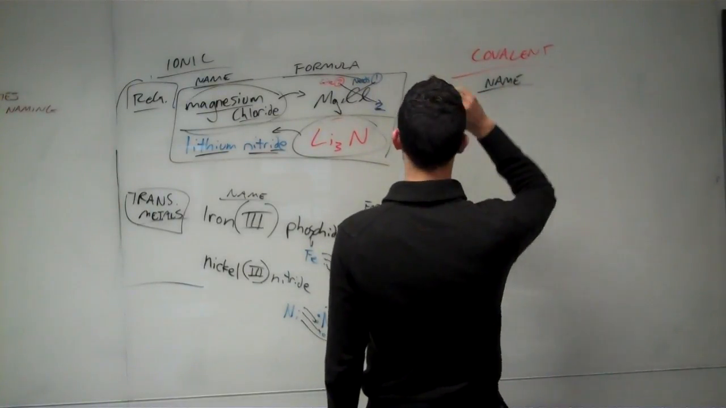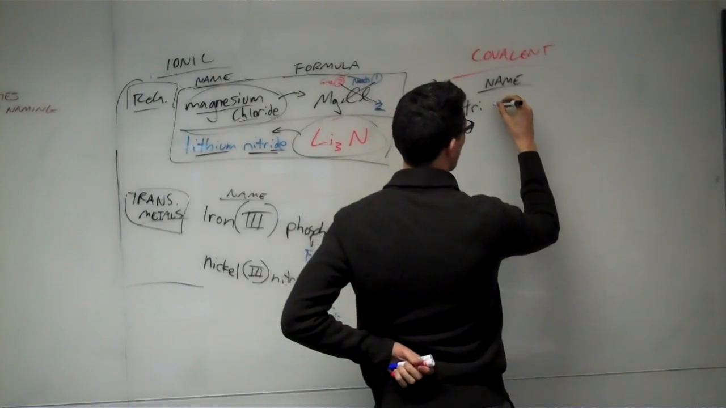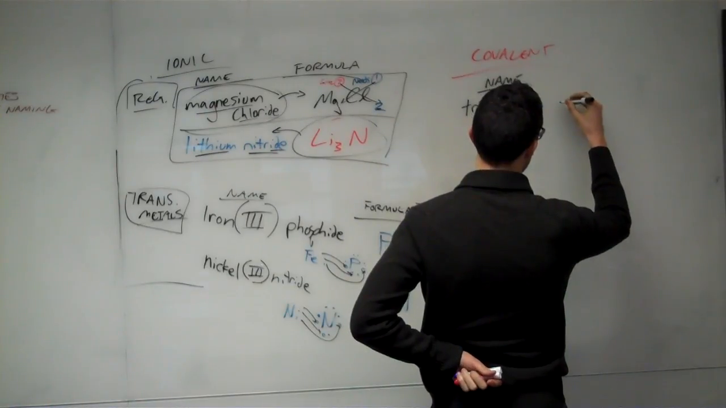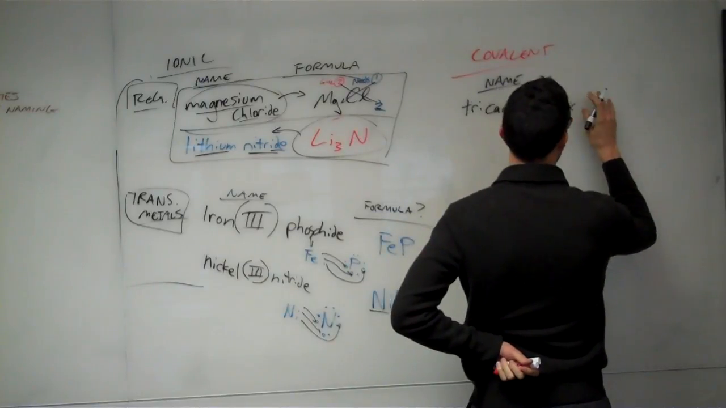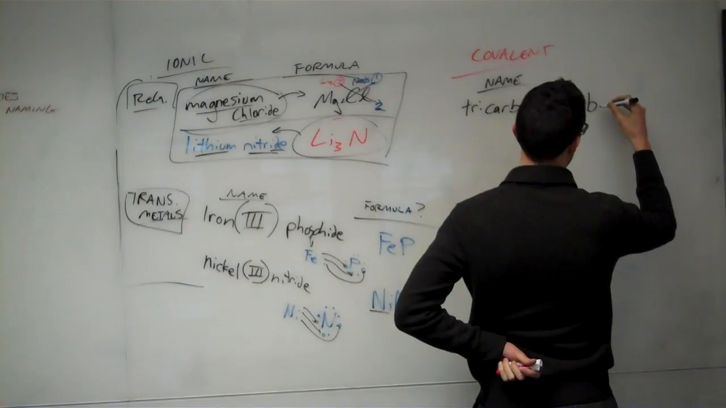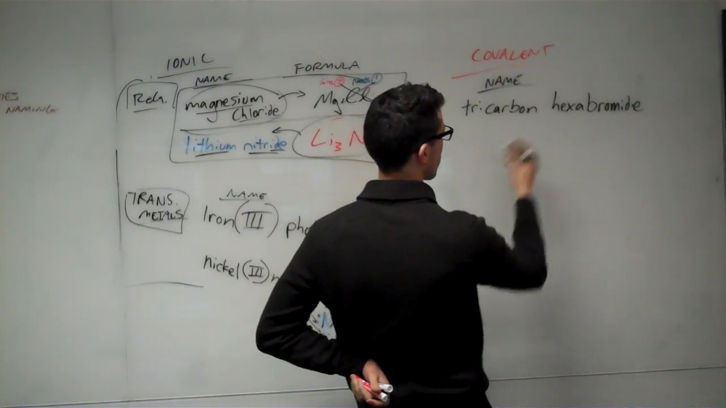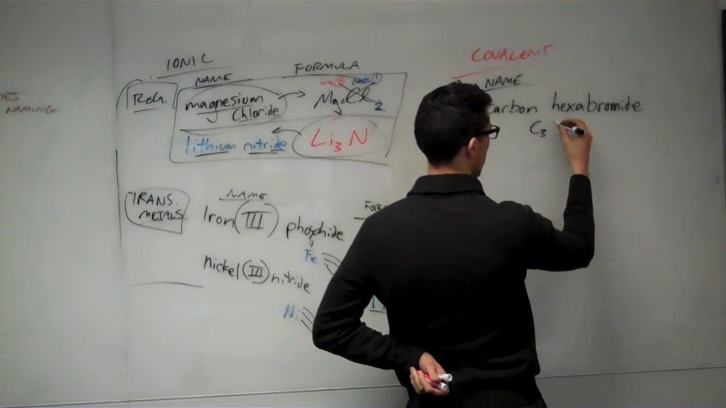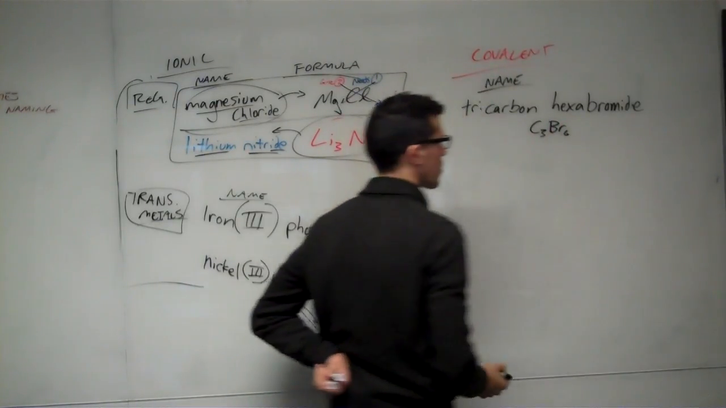Okay. Let's do the covalent names. Let's do tricarbon, hexa. Oh, no, not hexa. Yeah, let's do hexa. Hexabromide. What is the formula? C3, Br6. Br6, yeah.